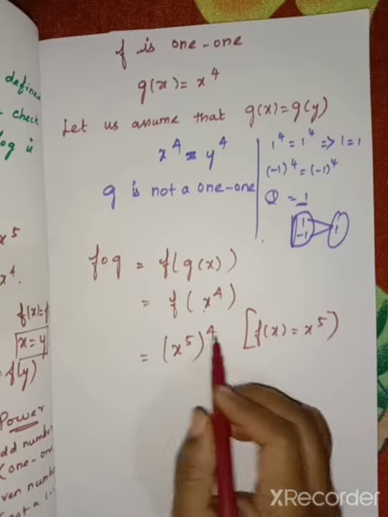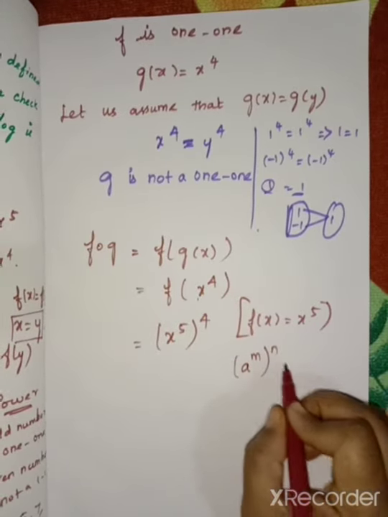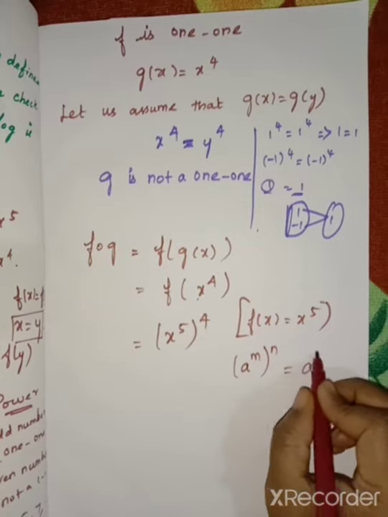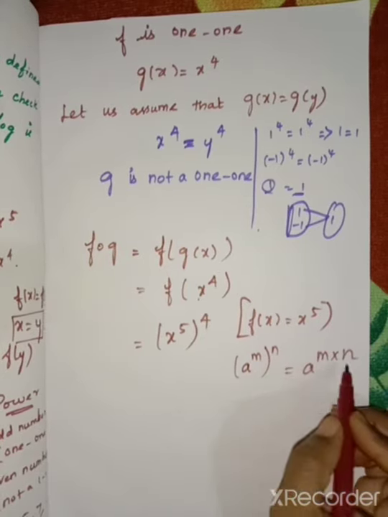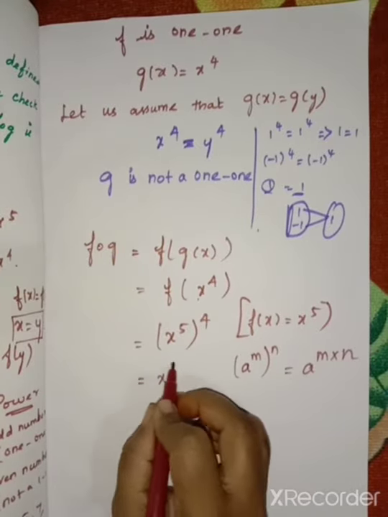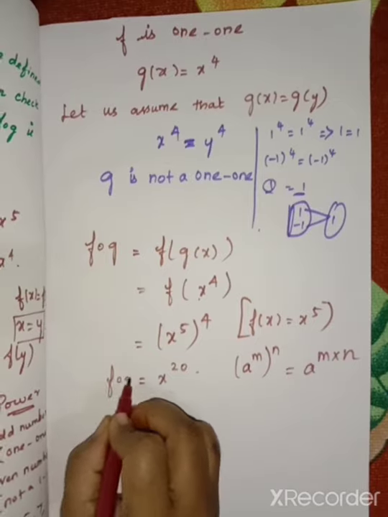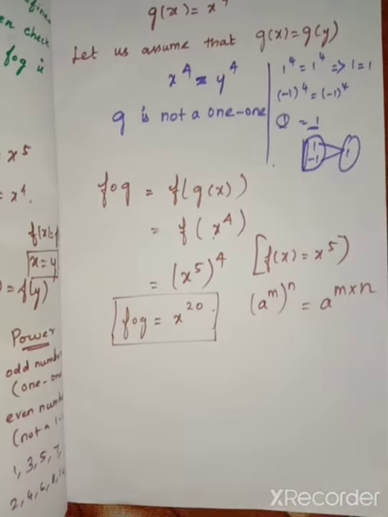So this is one identity formula: a power m whole power n equals a power m into n. When a power comes twice, we can multiply the powers. So 5 fours are 20. So x power 20. So f of g is x power 20. Now we want to check whether f of g is a 1 to 1 function.